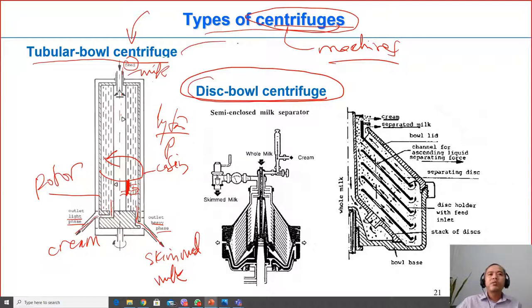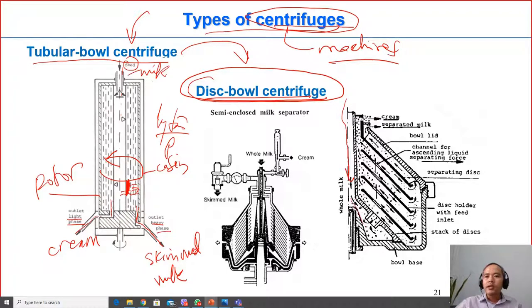Now, we go to the right system, which is widely applied nowadays in the dairy industry and in the cooking oil industry as well. If you have visited a factory where they make cooking oil, refined oil, you will see this system. It's called a disc bowl centrifuge. What do you see here? The milk enters in the middle.